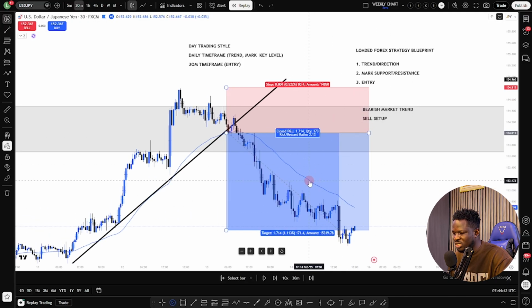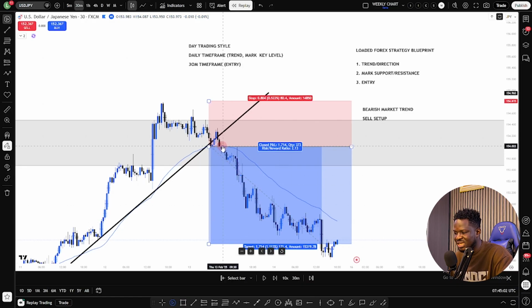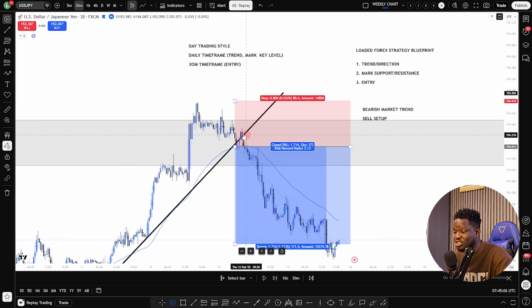This blue zone is our take profit, while this red zone is our stop loss zone. If price action is retracing inside this red zone, is a sign that you are losing money. If price action is selling down or is inside this blue zone, is a sign that you are making money in the market since you are shorting.